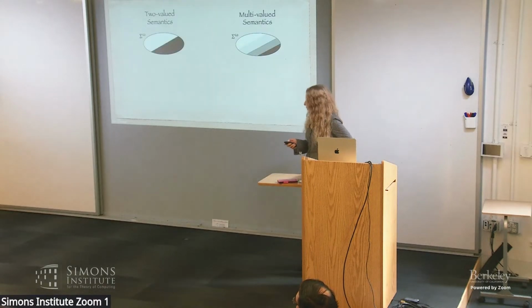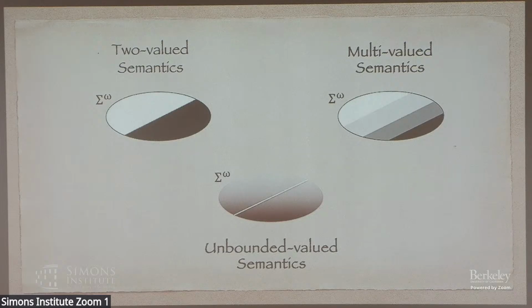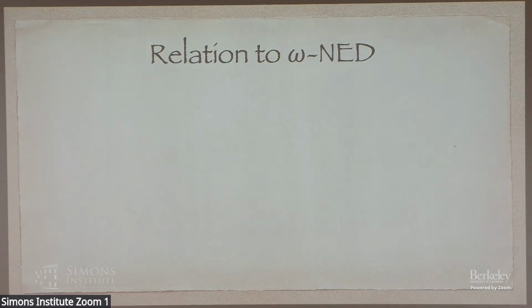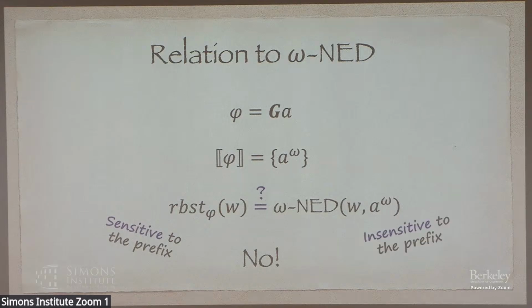Okay, so basically, we said you have 2-valued semantics, we have 5-valued semantics, and what we want is an unbounded value semantics. So this is our goal. We want an unbounded value semantics that captures robustness. So just to discuss the relation to omega ned. Again, in this particular example that we looked at, always A, this is a language of one word, A to the omega. So then you can ask whether the robustness with respect to this language of a word is the same as the omega ned of that word with respect to this single word that is here. And the answer is no, because, as I just mentioned, I want the robustness value to be sensitive to the prefix. And I designed the omega ned to be insensitive to the prefix. So I cannot get one from the other.